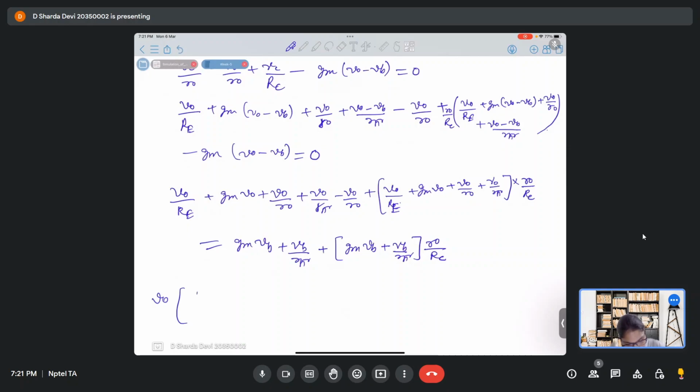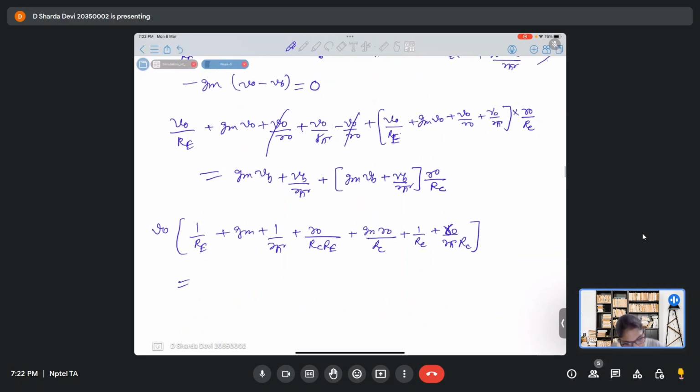So V naught 1 by Re plus Gm plus 1 by R pi plus R naught by Rc Re plus Gm R naught by Rc plus 1 by Rc plus R naught by R pi Rc equal to Vb Gm plus 1 by R pi plus R naught by Rc plus Gm R naught by Rc plus R naught by R pi Rc.